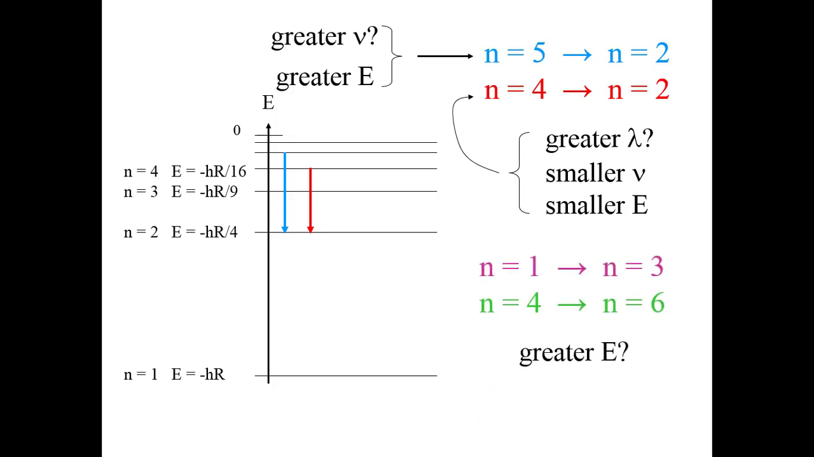We can also compare two absorption processes, n equal 1 to n equal 3 and n equal 4 to n equal 6. We locate these two transitions on the diagram. Even though each is a jump of 2 levels, notice that the higher energy levels are more closely spaced together. The transition of greater energy would be 1 to 3.